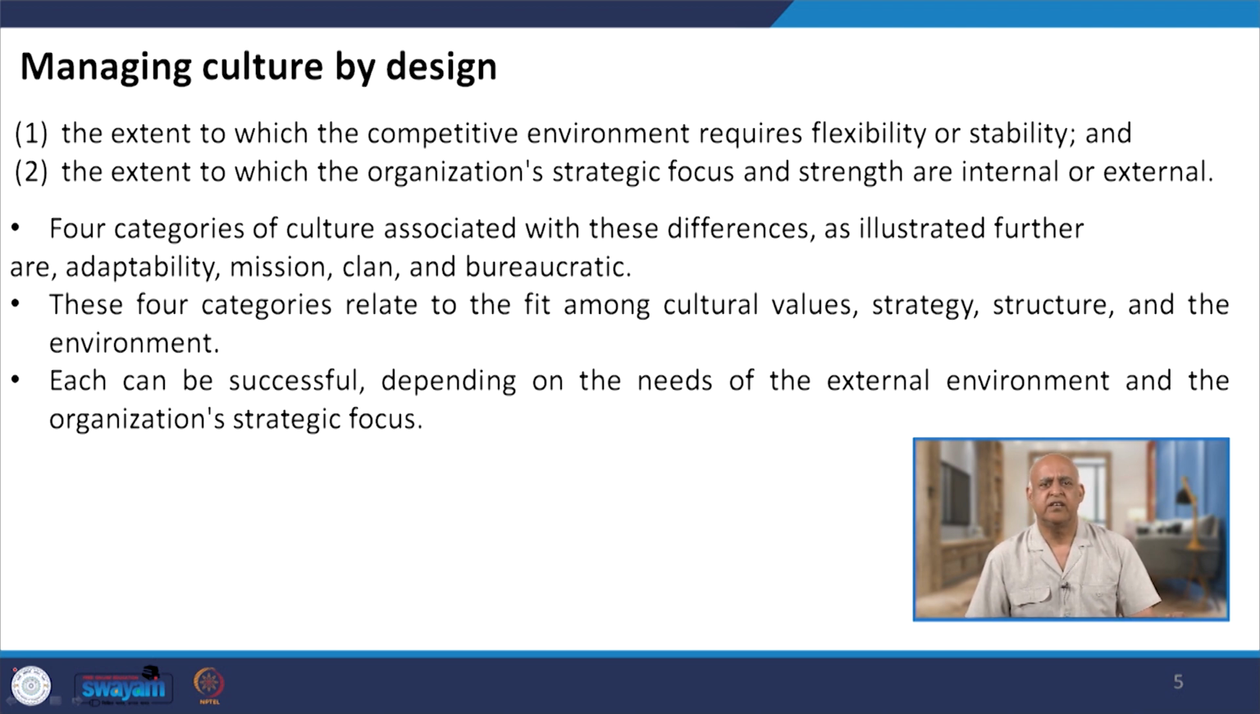Four categories of culture are associated with these differences: adaptability, mission, clan and bureaucratic. These four categories relate to the fit among the cultural values, strategy, structure and the environment. Each can be successful depending on the needs of the external environment and the organization's strategic focus.